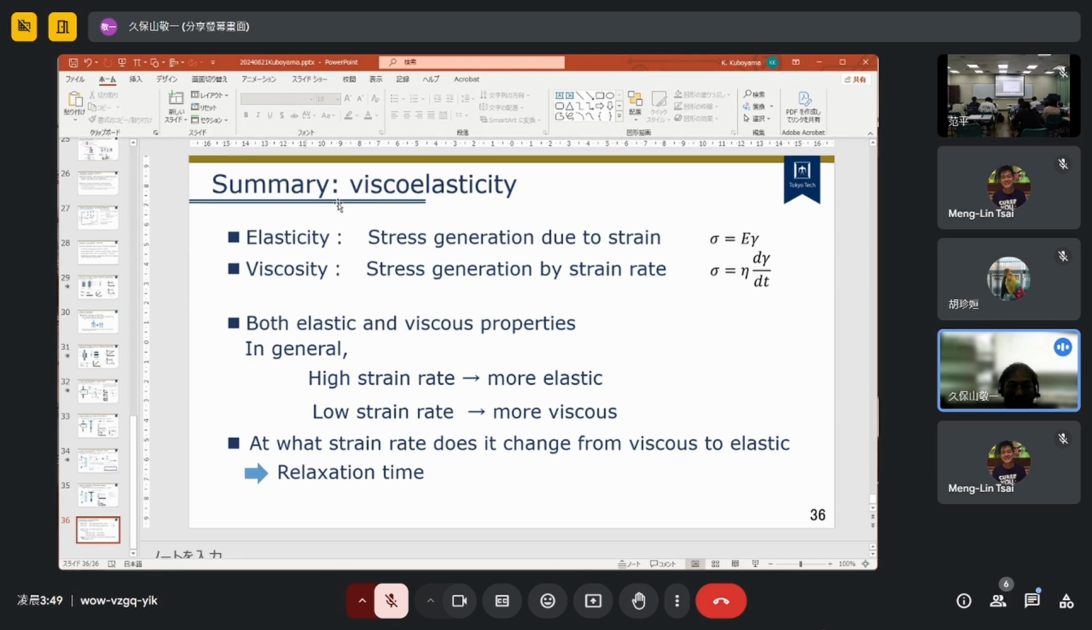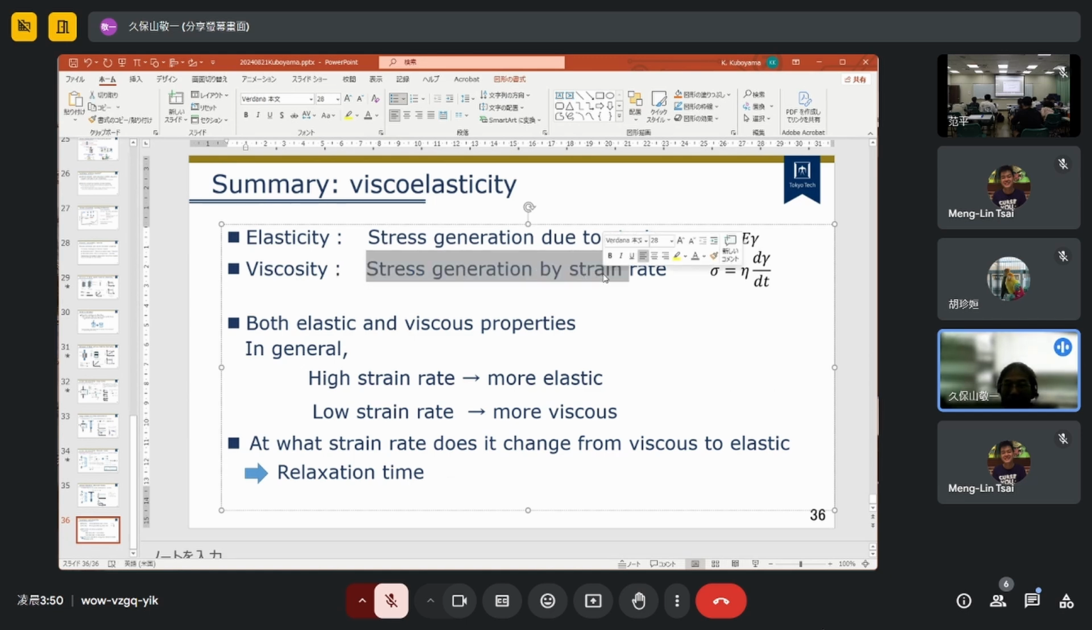So the summary of this part is that polymeric materials show viscoelastic properties. That is the combination of elasticity and viscosity. Elasticity is stress generation due to strain, but in the case of viscosity, stress is generated by the strain rate. That is very important.